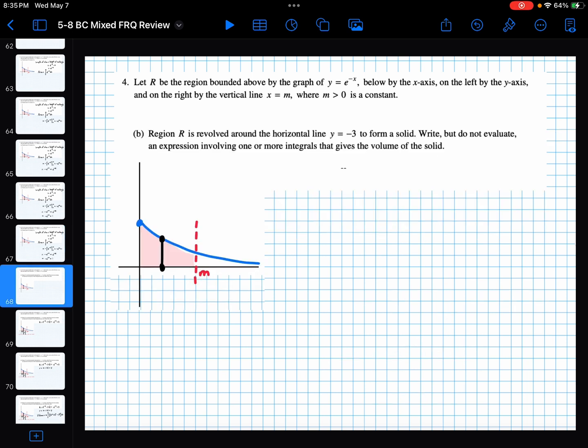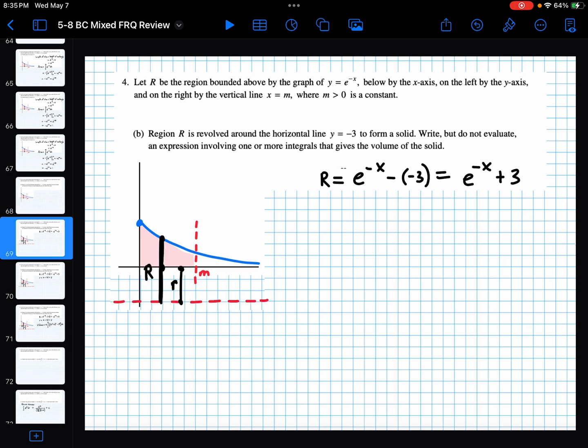Keeping the diagram here. Now they're taking this region R and they're revolving it around the horizontal line y equals negative 3. So this is a solid of revolution, which means we're going to be using volume of cylinders here. And in this particular case, since our line of revolution is below the region and there's a gap in between region R and the line of revolution, this is washer method.